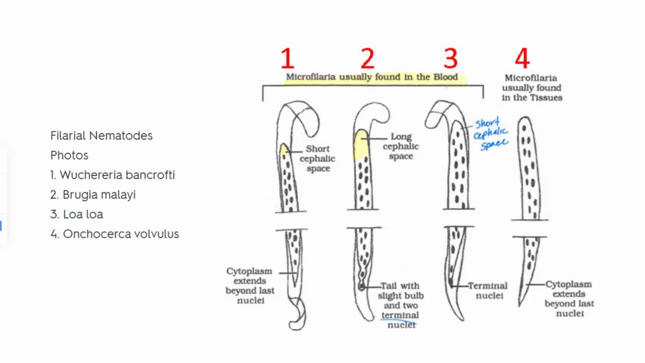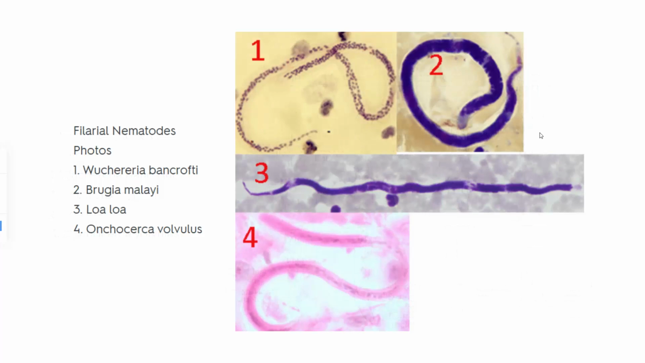And then here are some major differentiating features. So 1, 2, and 3 are usually found in the blood. So here you can see some key differences, so you can kind of pause the video and review these. And then here are diagrams of the major differences.